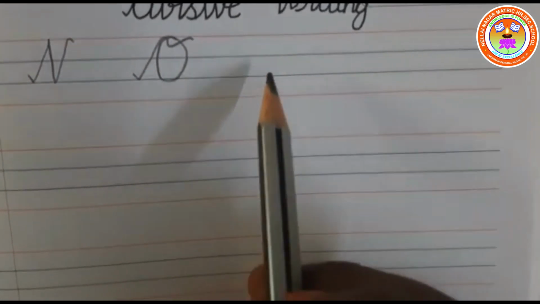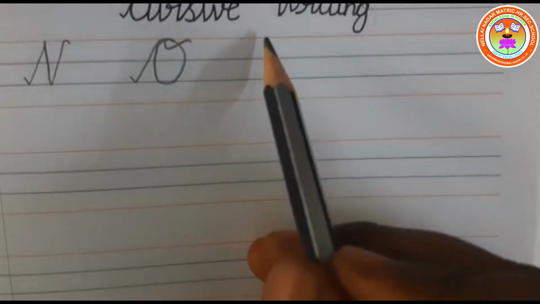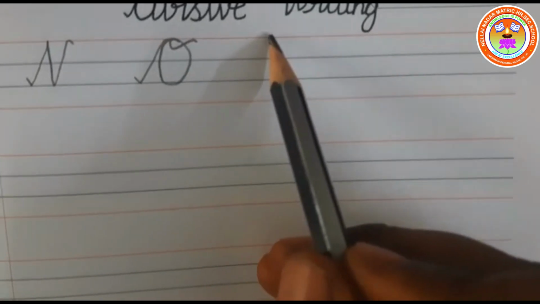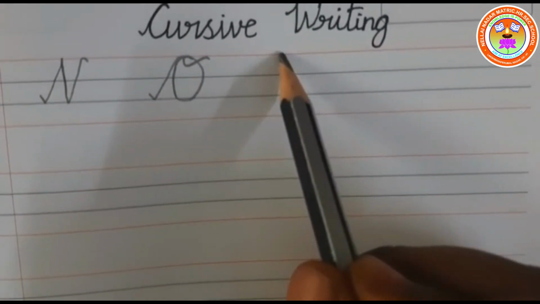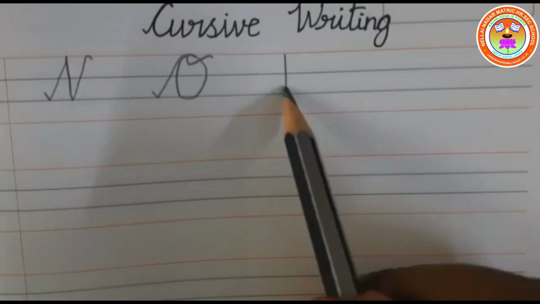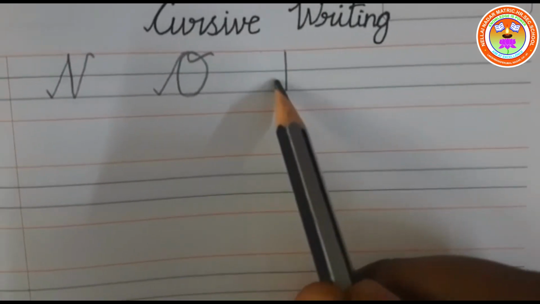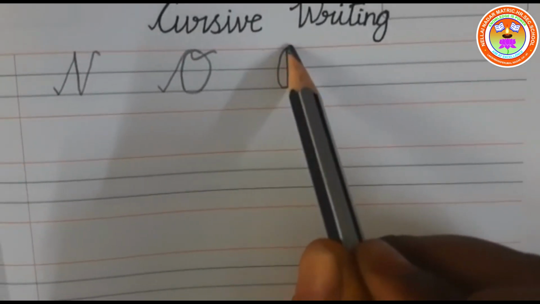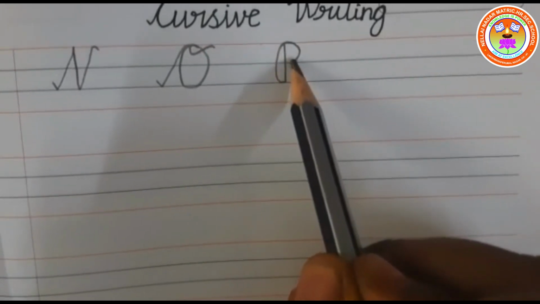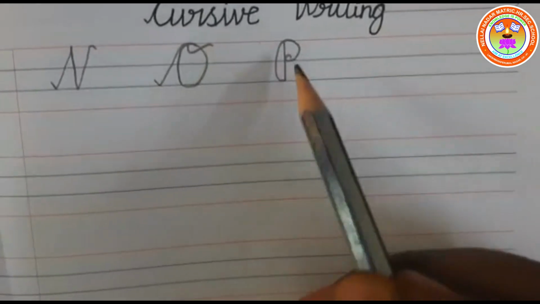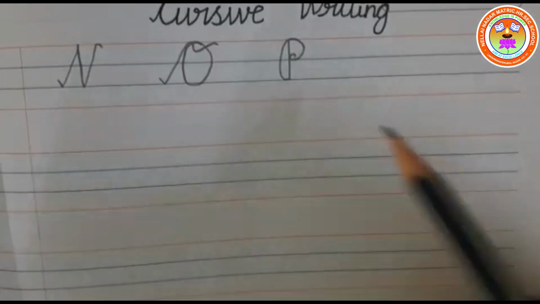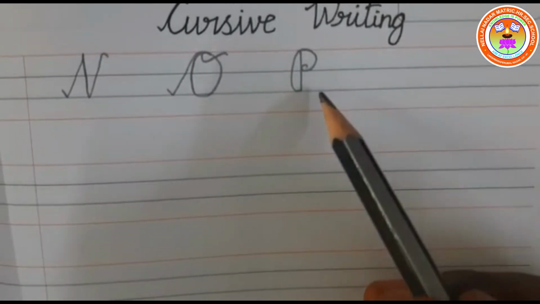After O, next letter is P. To write capital letter P, keep the pencil on the first red line and put a long standing line. Okay, turn back, again go up, put a left curve by touching the first blue line and put a small tail inside. Okay, this is capital letter P.